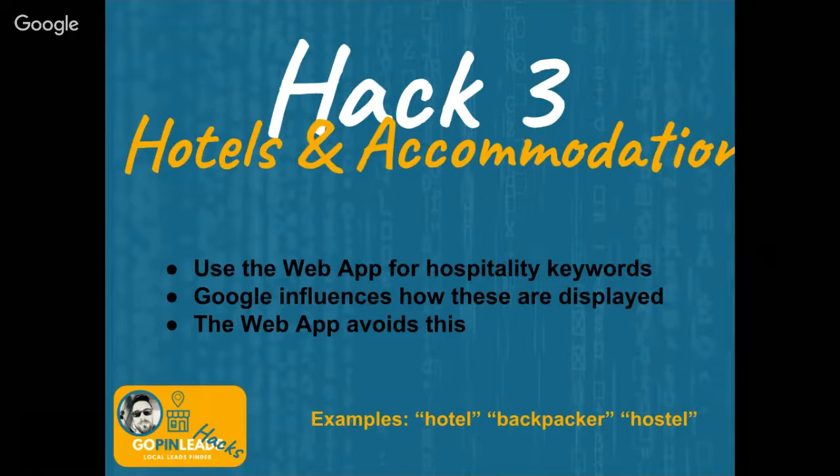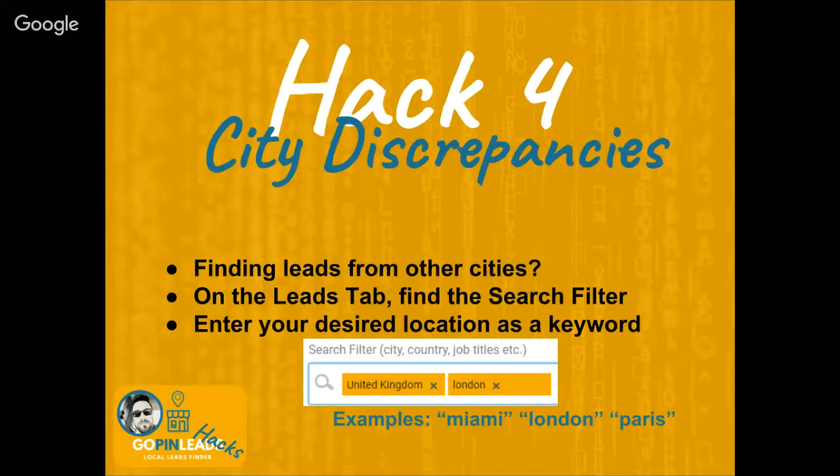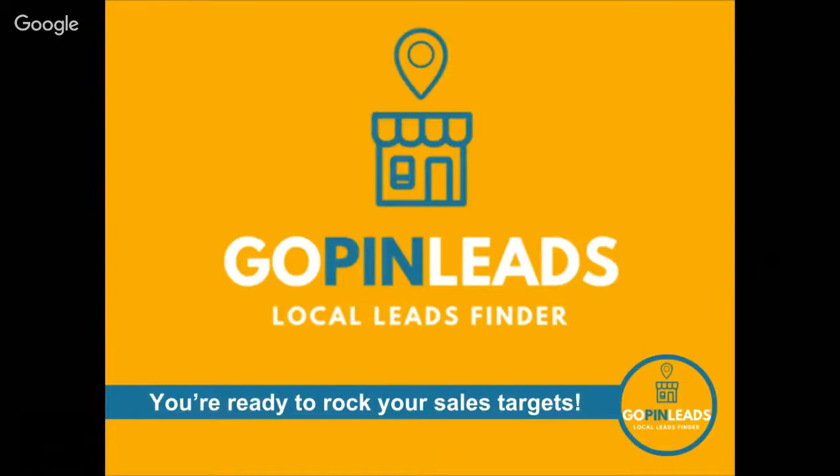City discrepancies, I covered this also in the practical section. If you're getting people on the leads tab that are from outside of the city you're looking for, these could be remote workers who are registered at those companies that are within the city you're looking in. There's 100 different reasons why somebody may have a different personal location registered to what their company does. So you can refilter that by simply typing in the name of the area again. It's super easy in the leads tab, in the search filter box, all right?